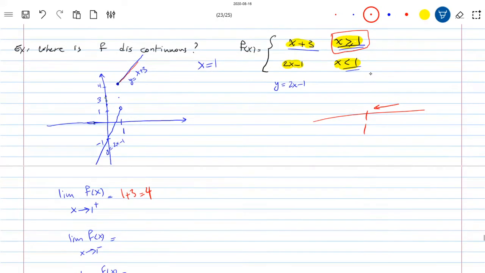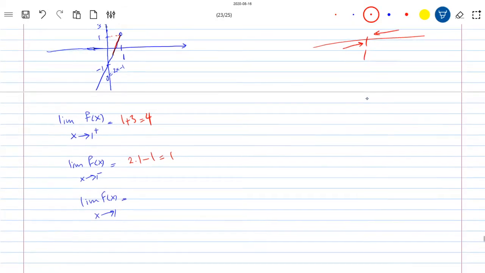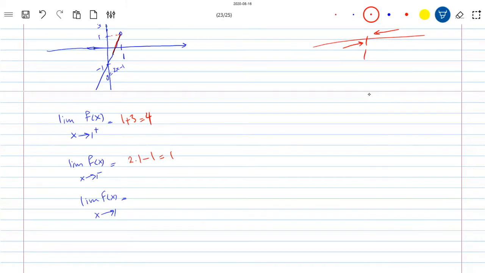And what is the limit as x approaches 1 from the left side? You use the second equation, since the number is going to be less than 1. If you replace x with 1 there, you get 2 times 1 minus 1, which is 1. So the limit on the right side is 4, the limit on the left side is 1, and that's what you expect. From the left side, the y value is 1. From the right side, the y value approaches 4. Okay, how about the total limit without any direction? This shouldn't exist, since the right and left limits are not equal. And if the limit does not exist, then you cannot talk about continuity.